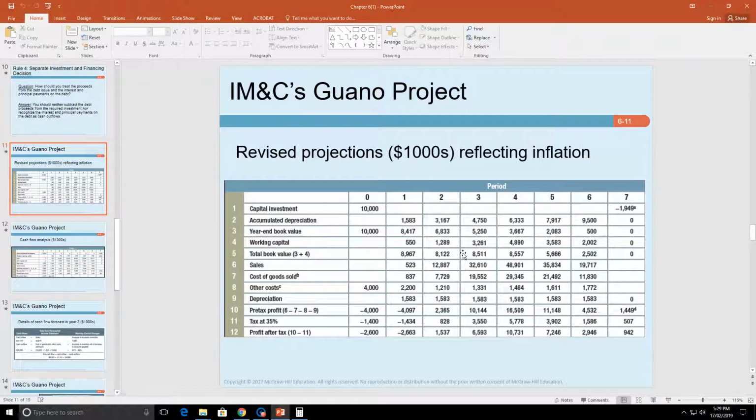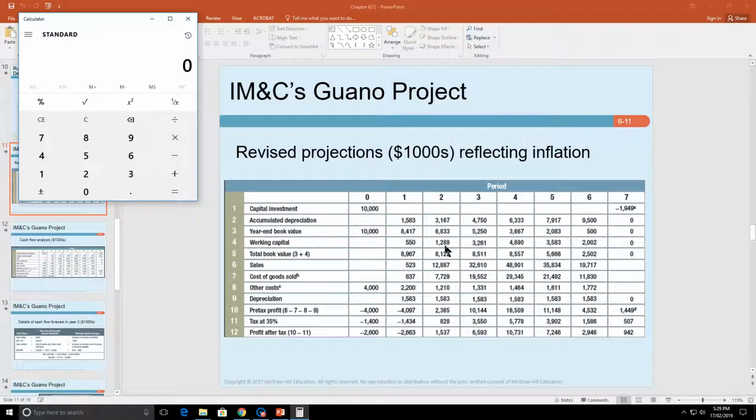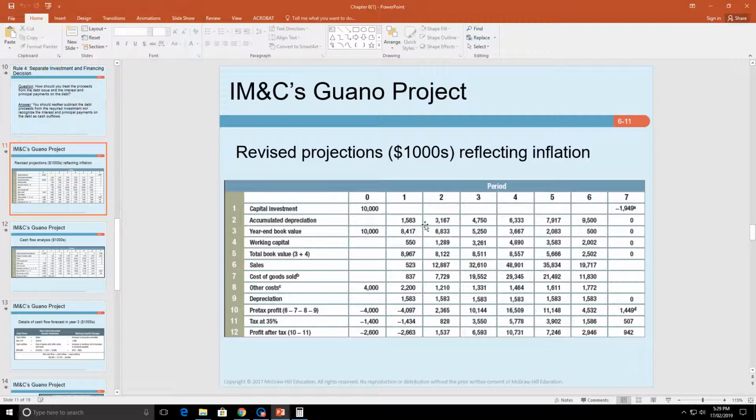In year 2, we need a working capital of 1,289. So what we should assume is that we need $1,289 of working capital, but from year 1, we already have $550 of working capital. So the additional working capital required in year 2 is 739. So the negative cash flow in year 2 will be 739, which will be the change in net working capital in year 2. Then we have total book value.